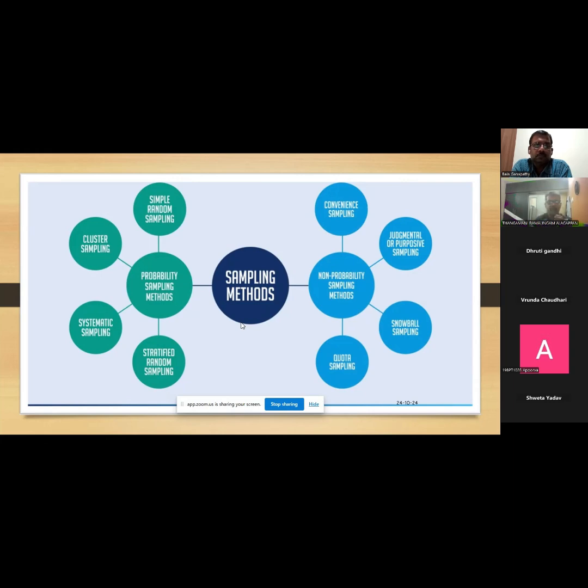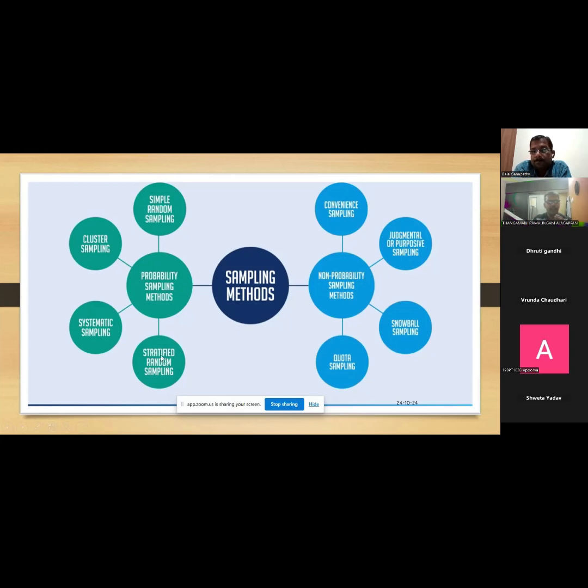But the important aspect of simple random sampling is that when you apply it, you need the whole population beforehand. So you should have the list. If you don't have the list, it is not possible to use simple random sampling. This can also be done with an online random number generator, www.randomization.com. There also you can go and get it done.